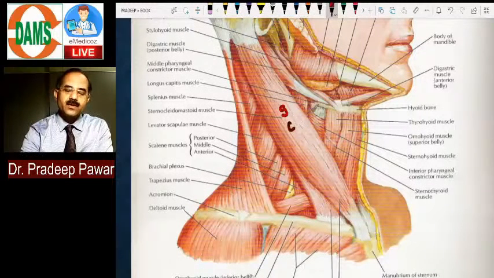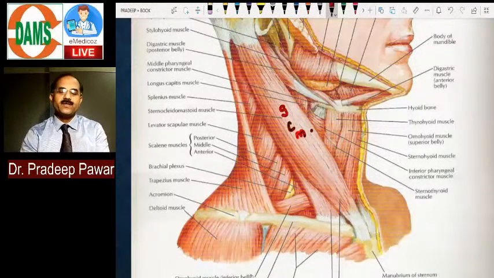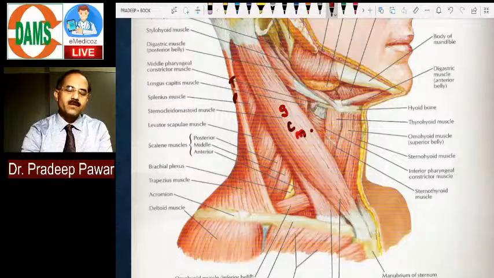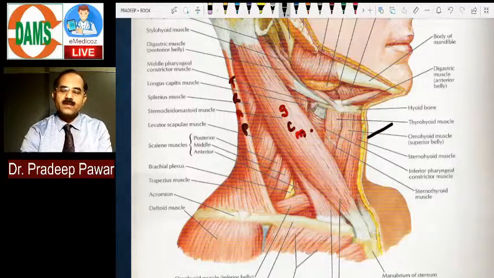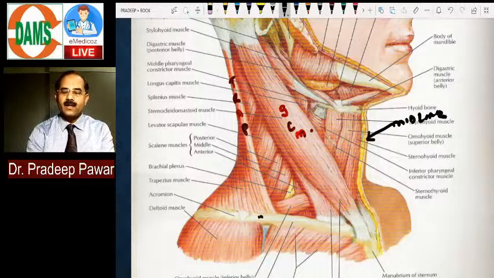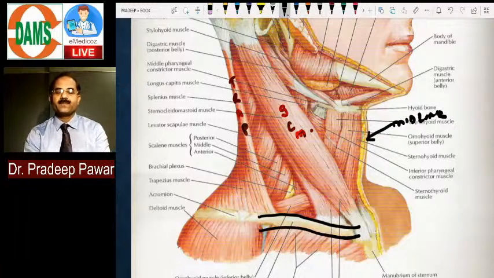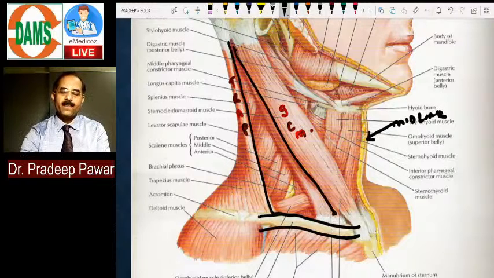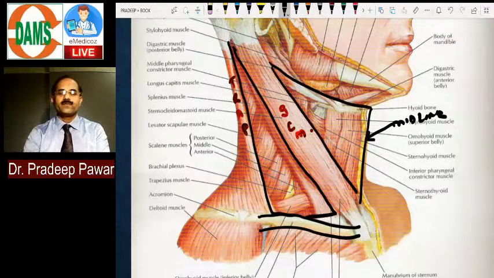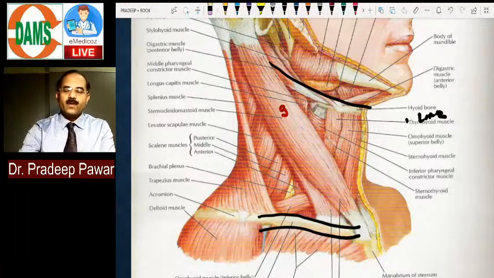This is the sternocleidomastoid, right? That's the sternocleidomastoid. What would this muscle be? This is the trapezius. This is the midline of the neck. And that's the clavicle here. So this is the posterior triangle, and this would be the anterior triangle. Fine.